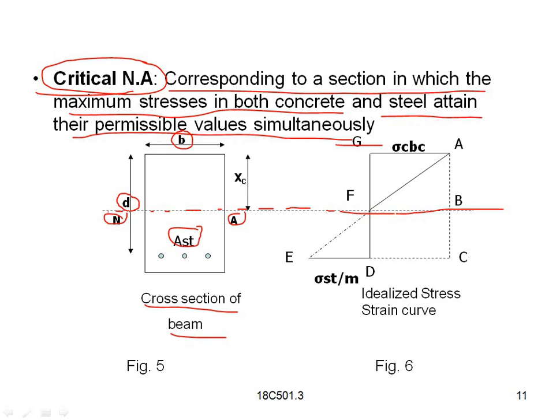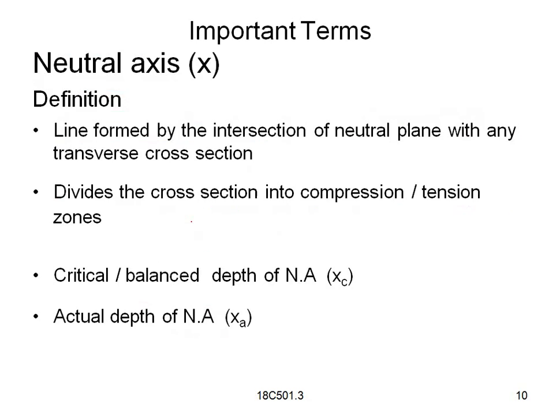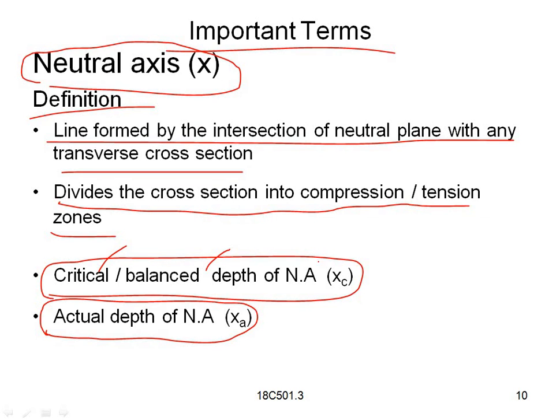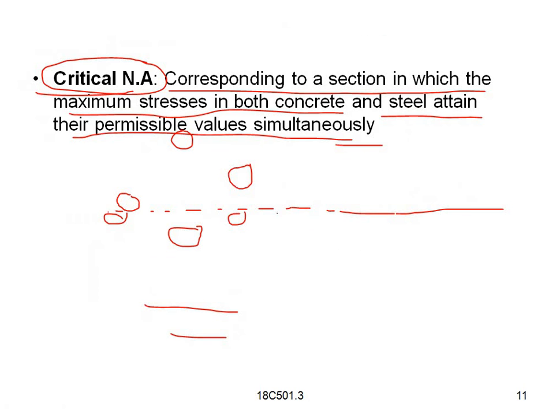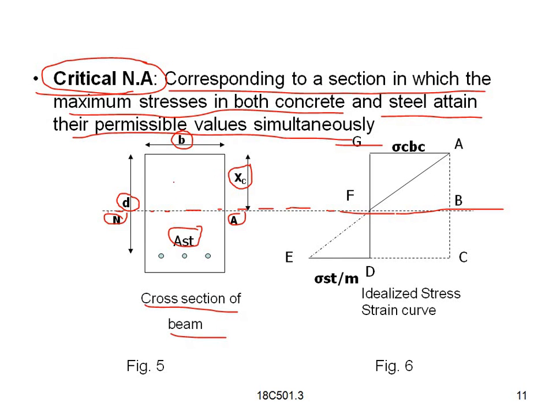When the neutral axis is acting on the neutral plane, it is denoted as Xc. So what is Xc here? The Xc is called the critical or balanced depth of neutral axis. This is the critical, and this is the balanced depth. The d is measured up to here, and the total depth up to the bottom of the beam is denoted as capital D. So this capital D is the overall depth of the beam.